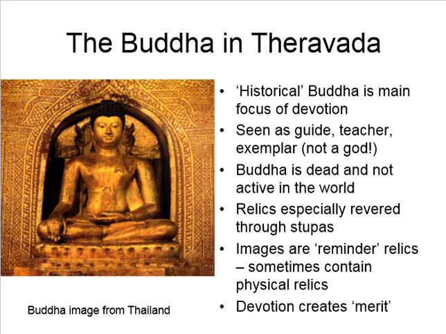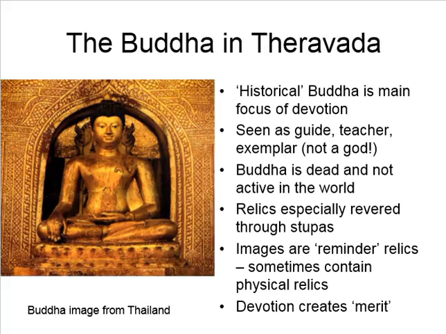The Buddha in Theravada Buddhism. So the first refuge, I take refuge in the Buddha. Okay, the three jewels. The first of the three jewels, Theravada Buddhists would emphasize the historical Buddha. A greater focus on devotion. He's seen as a teacher and a guide, an exemplar, not a god. The Buddha is dead physically, but he's still active in the world. This kind of Buddhism loves relics, a bit like Catholics who love relics, and revered through stupas or monuments. Images are a reminder.